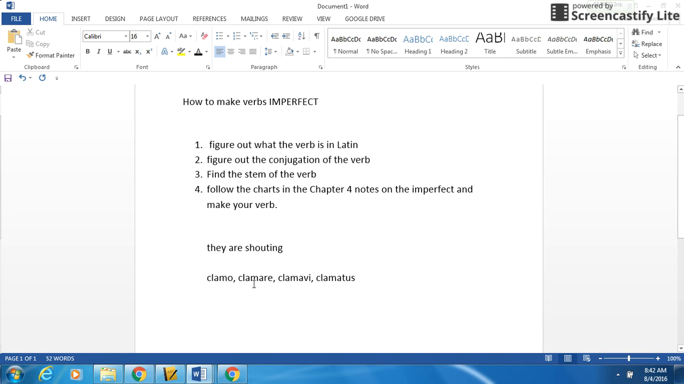Then you find the stem of the verb. The way you find the stem of the verb is to look at the first principal part here and drop the O. So your stem here is clam. And everything you add, you're going to add to that stem. So we have they are shouting.